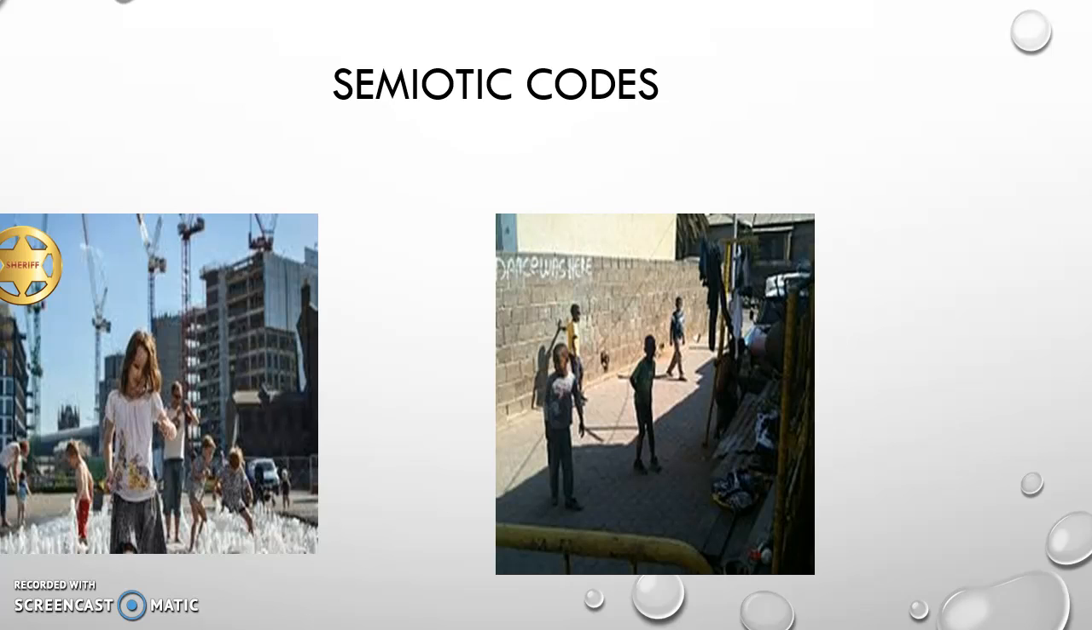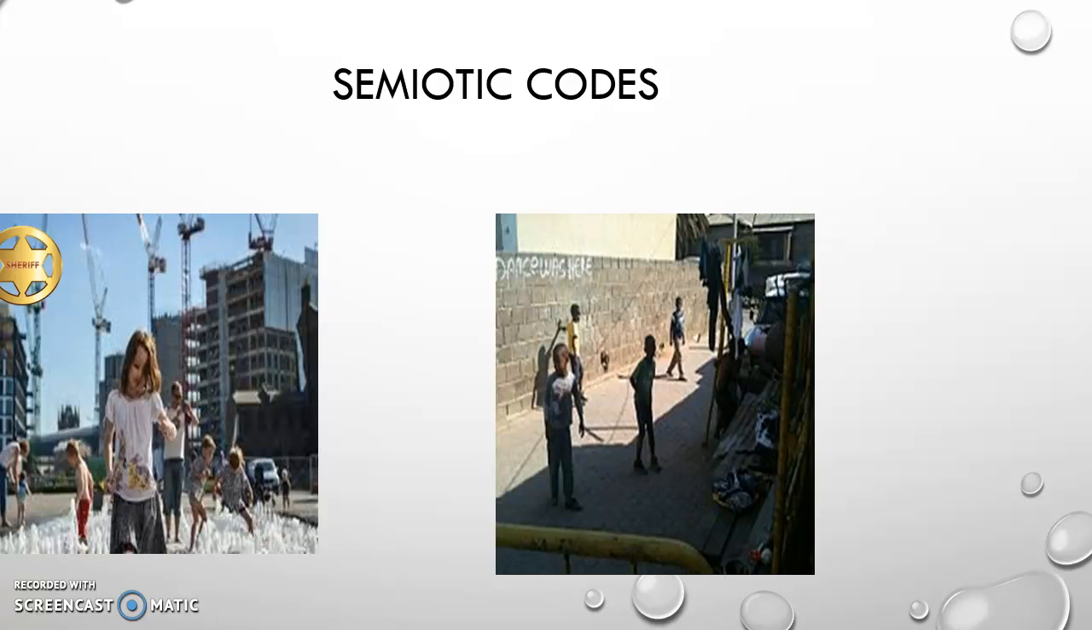Let's talk about semiotic codes. The first thing we're going to talk about is the metonymic code. These are signs that cause viewers to make assumptions. I have two pictures here. I have the urban setting, and as you can see, we have the child playing in the fountain, and the children with the brick wall.